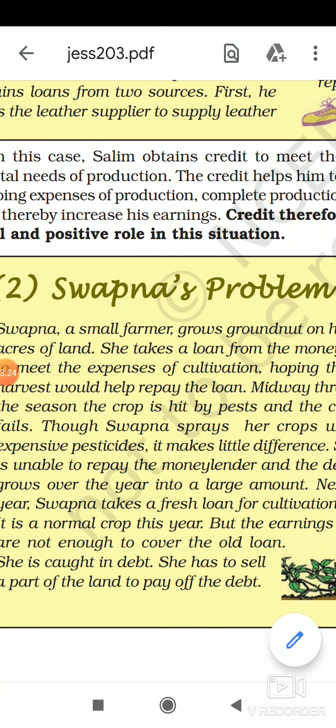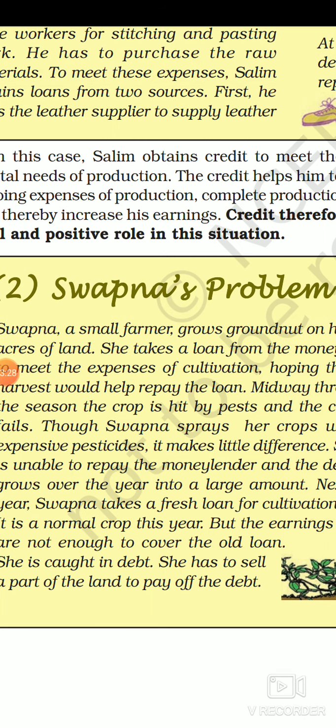मनी लैंडर को पैसा वापस करने के लिए उसको अपनी ज़मीन बेचनी पड़ी. She is clearly much worse off than before. लोन लेने से पहले उसकी कंडीशन अच्छी थी. Now her condition was worse because she has to give her piece of land. अपनी ज़मीन को उसको देना पड़ा.